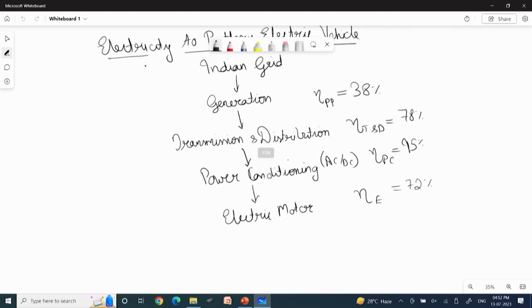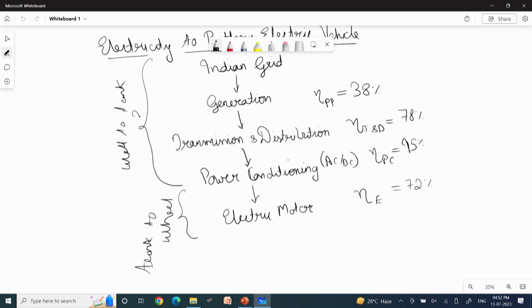So, again we would have in here the well to tank and the tank to wheel. So, this is the well to tank and the tank to wheel coming in here. You multiply the efficiencies and the well to tank efficiency would come out to be 28%.